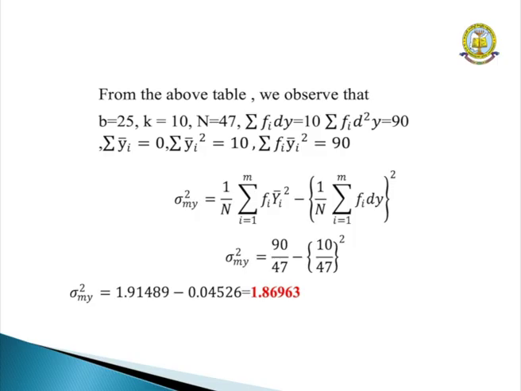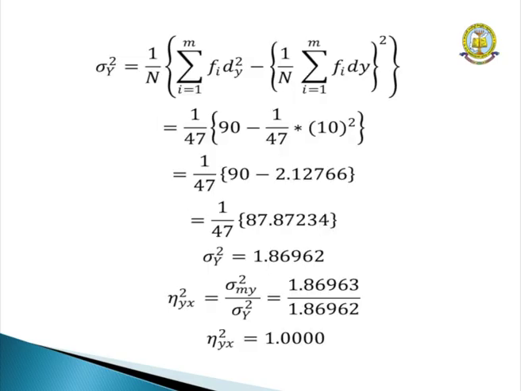So using the above values, from the above table we observe that b is equal to 25, k is equal to 10 and n is equal to 47, the total frequency. Finally, we can substitute all those values in the formula, and then we get this. First, sigma square my is equal to this. Finally we got the total square value. So now sigma square y on x is equal to 1.